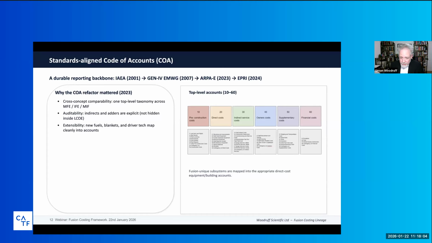MFE and IFE and magneto-inertial fusion. So over the years we've worked with most of the private fusion companies, and we've been able to tailor the analysis to each and every fusion concept where that information exists. So those are all pulled together. It's several thousand lines of Python coding now, but it's standard. There's a common thread to all of this, and that's the cost of counts. Next slide.